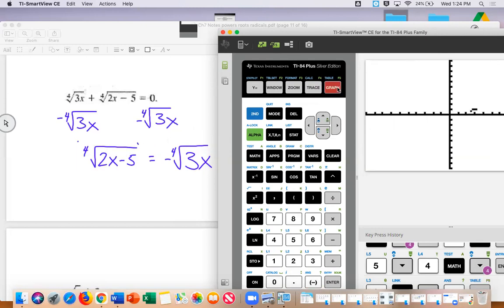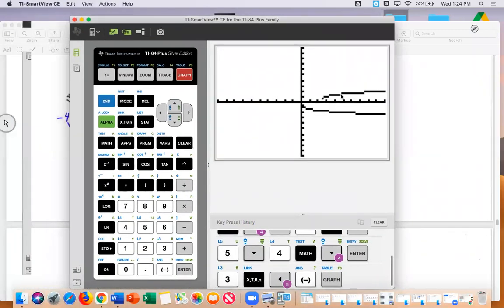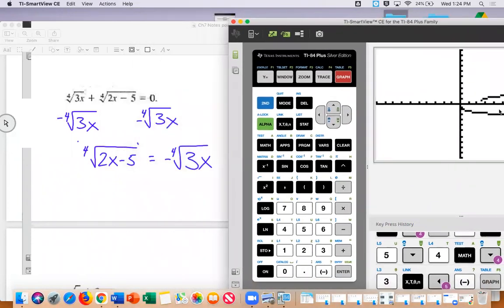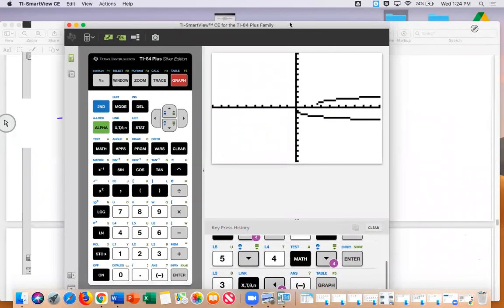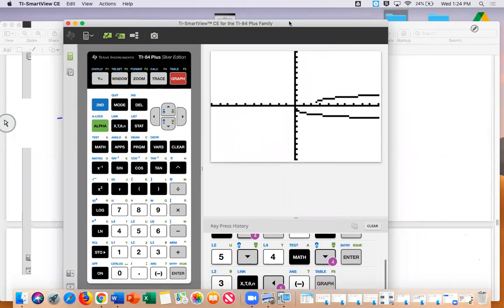I hate graph. Oh, and this top function is this function. This bottom function is this function. Look at the picture. I'm asking, where are they equal? In order for them to be equal, they have to cross, correct? Do they cross? That's why it's no solution. Any questions with that?